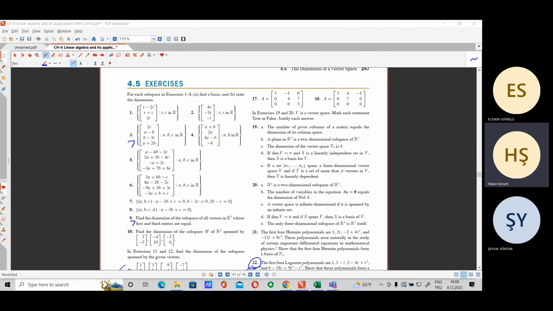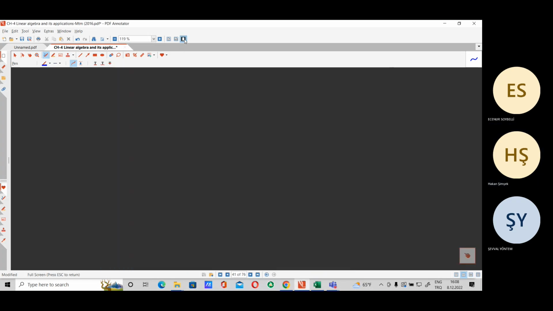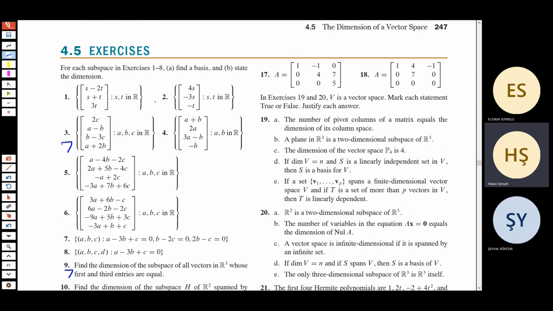So today we will see more questions about section 4.5 and 4.6. In section 4.5, we define the dimension of a vector space. When we look at the exercise questions in here, we have very nice questions. We can improve our skill about this topic by solving more questions from here. Please look at the questions in here to improve your mathematical skill about this topic.